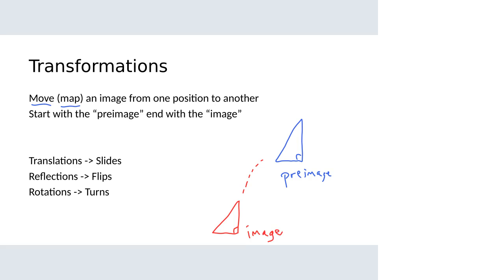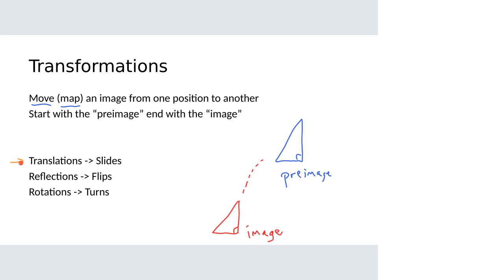Now, how are we going to move it? Perfectly reasonable question. And we have three different techniques we can use to move or map an image from one position to another. The first of those are called translations. And these transformations have formal words, and then they also have informal words that go with them. The formal words are the ones that we are going to use.